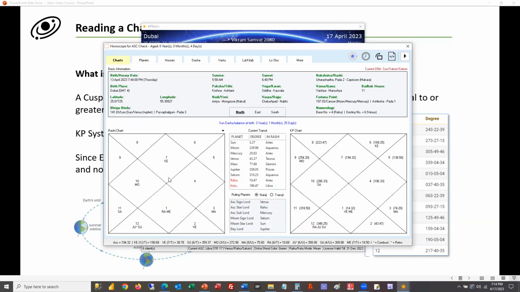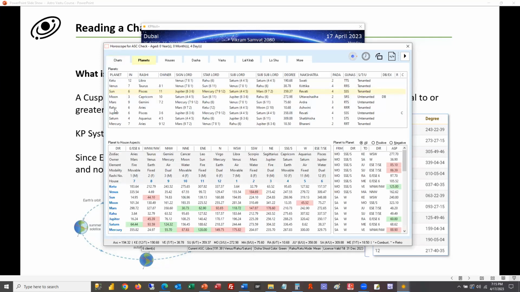But if you have to just read the chart as it is, now Rahu is in Aries, but which house is it in? In the Rashi chart, Rahu is in Aries, but which house? It's in the 6th house. So if you see here, Rahu is in the 6th house in Aries.